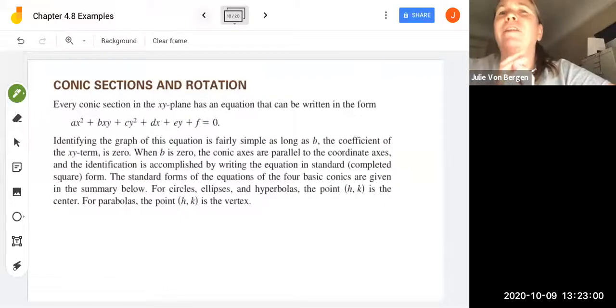In this video, we continue with chapter 4.8, and we'll be looking at examples of conic sections and how we can use the change of basis that we learned in chapter 4.7 to rotate conic section equations.